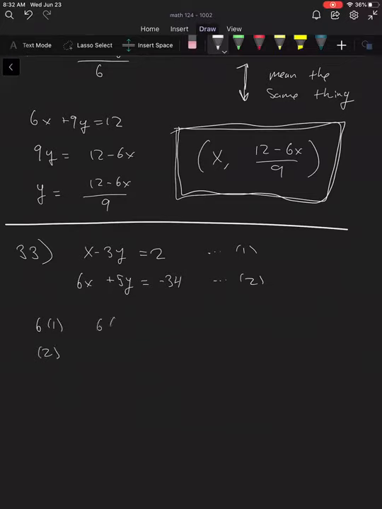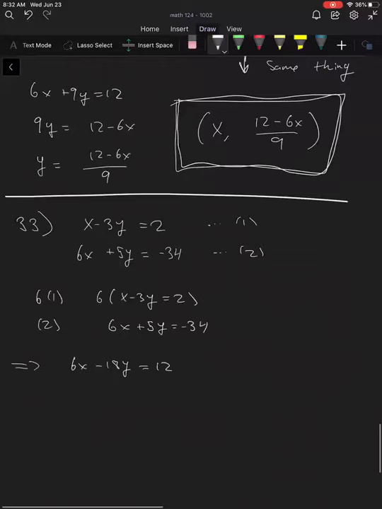So doing that, we're going to have 6 times x minus 3y is equal to 2. And then down here, we just have 6x plus 5y is equal to minus 34. So on the top, we'll have 6x minus 18y is equal to 12. And on the bottom, we're going to have 6x plus 5y is equal to minus 34.